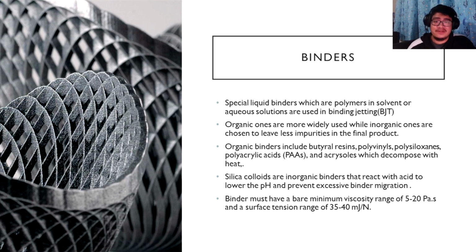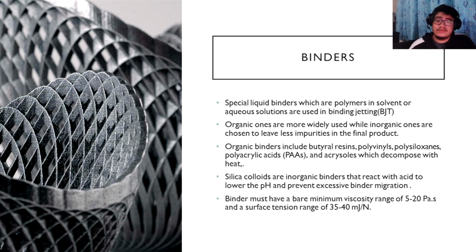Another liquid polymer are binders. Binders are liquid in nature, which are polymers that are solvent or in aqueous solutions used in BJT, binder jetting. There are two classes: organic ones and inorganic ones. Organic ones usually are more widely used, but inorganic ones usually leave less impurities in the final product.